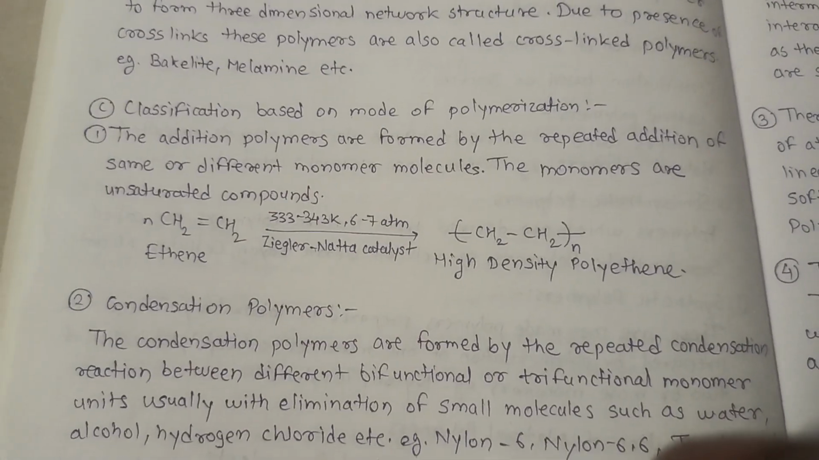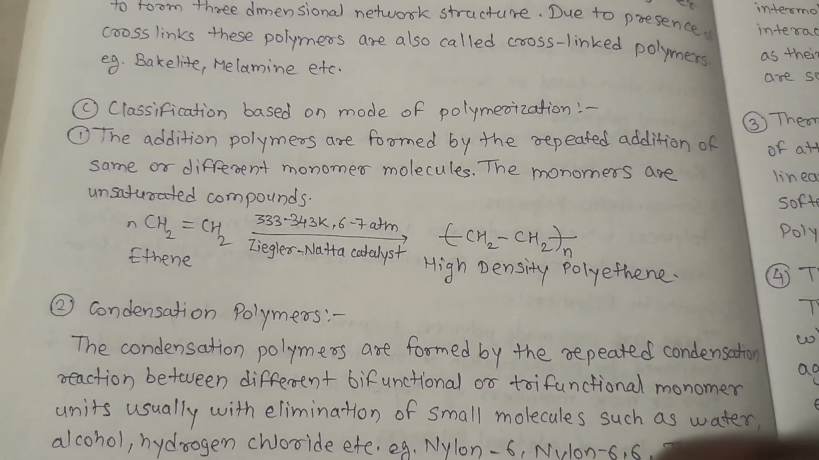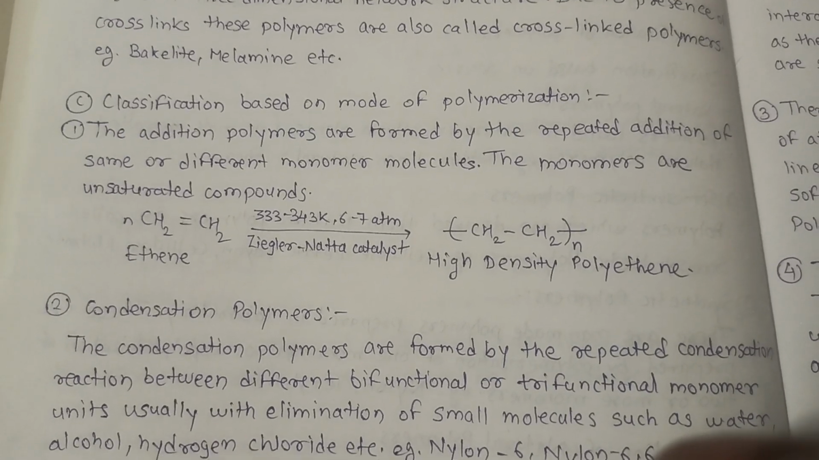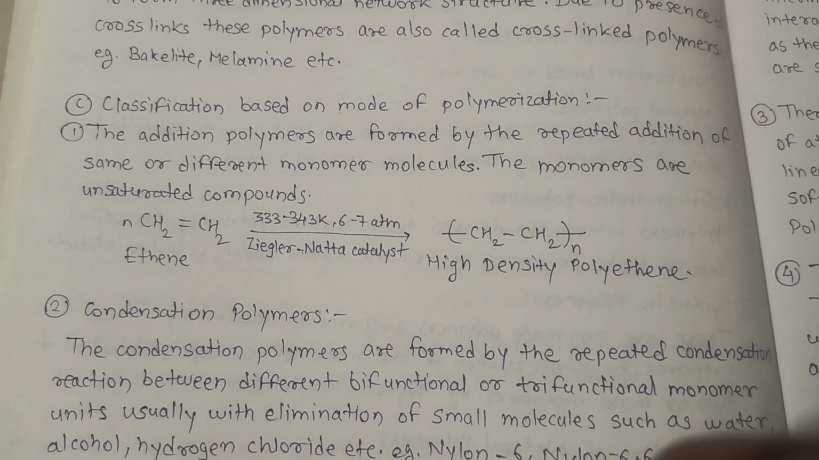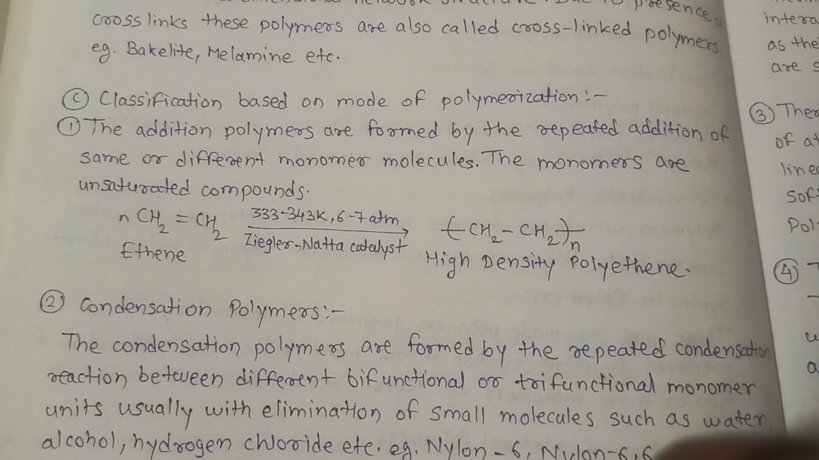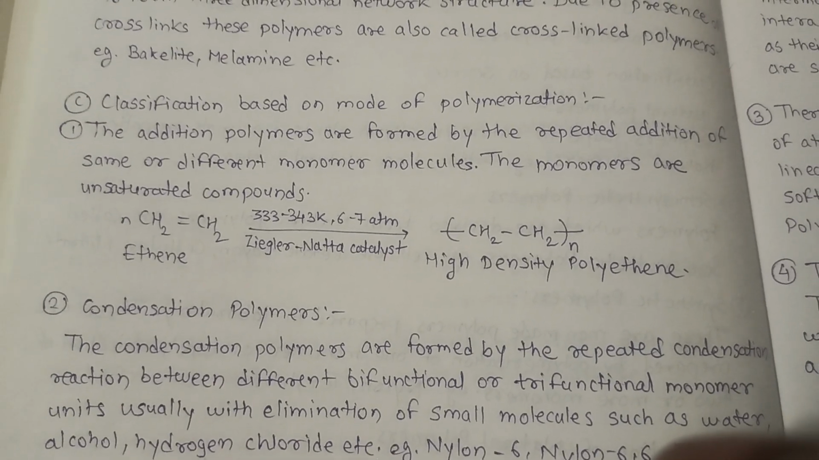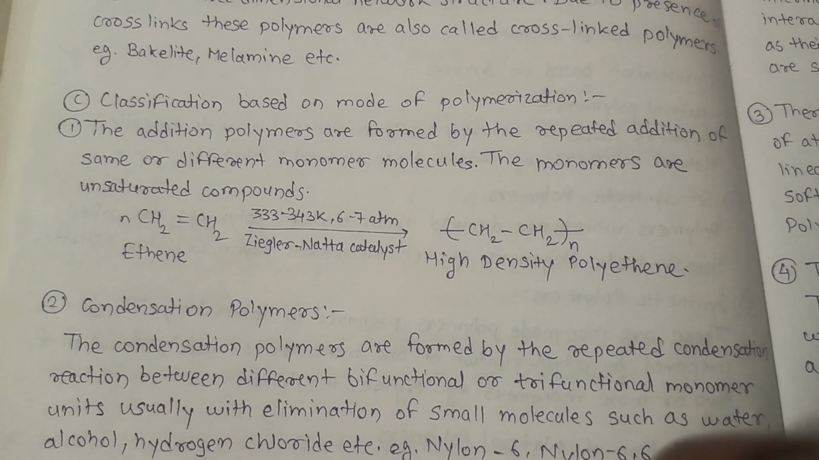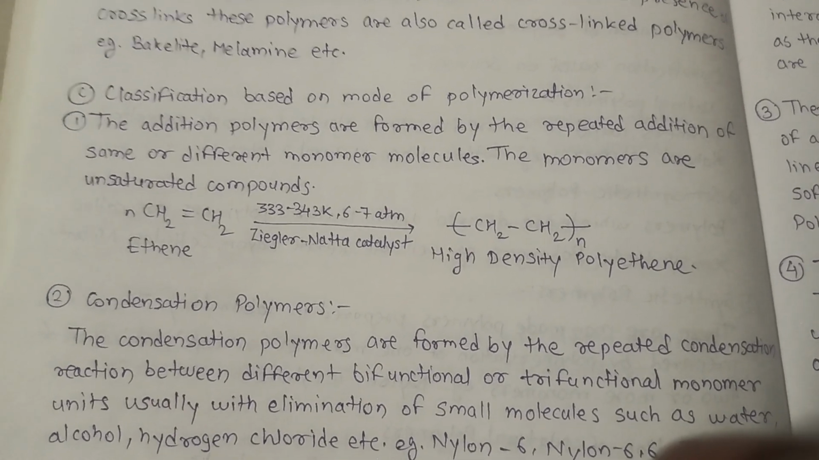Then next is classification based on mode of polymerization. So this is the third category. Let's see it. The addition polymers are formed by the repeated addition of the same or different monomer molecules. The monomers are unsaturated compounds.